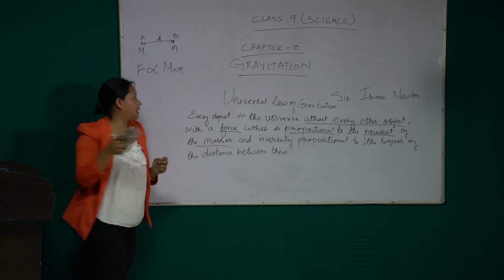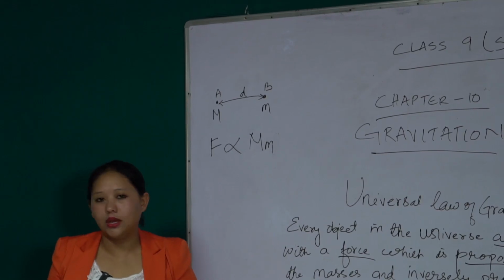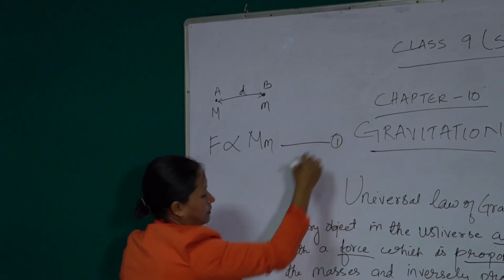So we can just write F is proportional to capital M and small m. Let's take this as equation 1.